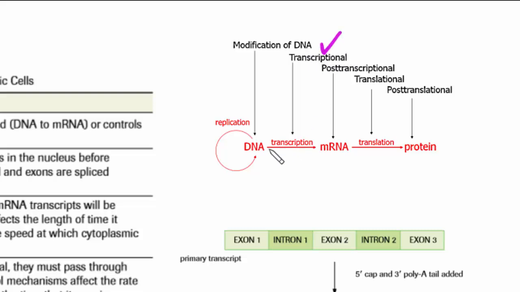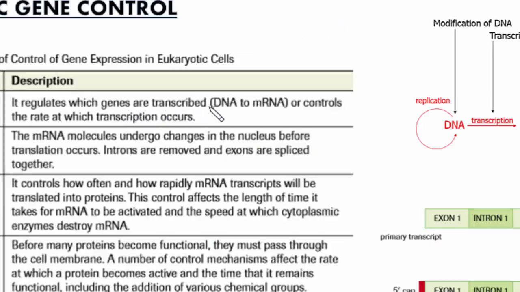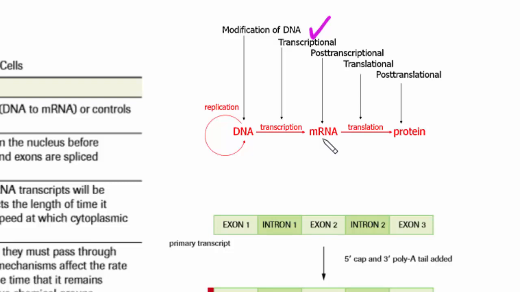We've got transcriptional controls that control the rate at which DNA is transcribed. Okay, so here it says it regulates which genes are transcribed or controls the rate at which transcription occurs. That's transcriptional control. Now we have the mRNA, and then there's going to be post-transcriptional modification. All right, after transcription, the mRNA is going to be modified in certain ways. We'll talk about that in a moment.